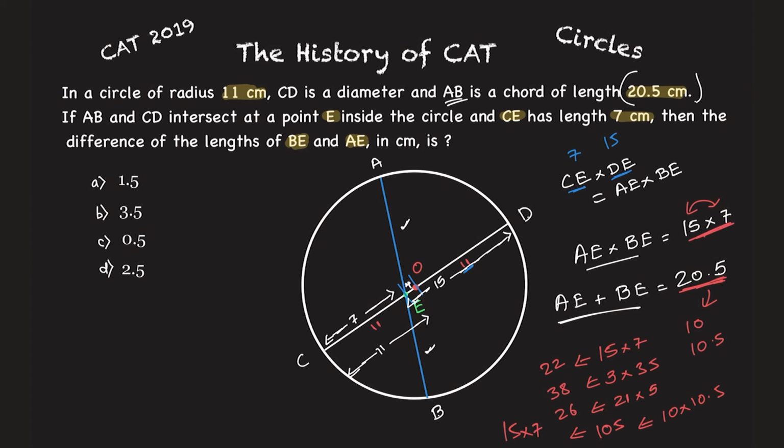So first you're supposed to multiply this: 15 into 7 is 105. Two numbers whose multiplication is 105 and addition is 20.5 are nothing but 10 and 10.5. 10 into 10.5 is 105 and 10 plus 10.5 is 20.5. This is the click that you should get here. If you don't get this click, you will not reach the answer. So for the two numbers AE and BE, I don't know which is 10 and which is 10.5, but one is 10 and one is 10.5, such that their difference is always 0.5, and that's my answer to this question.